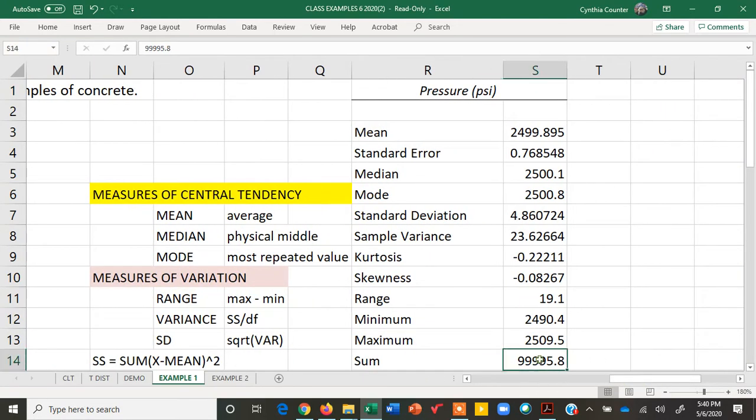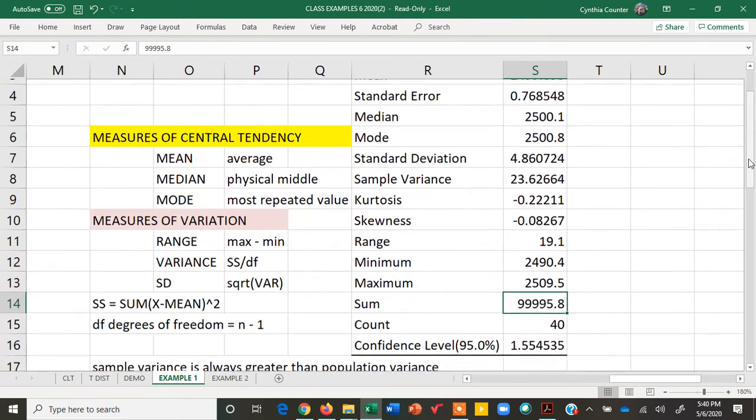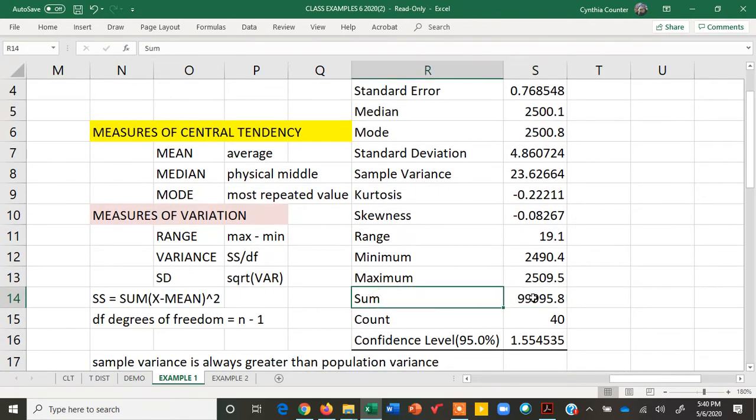Then there's the sum of the data. I personally have not yet used this output, but apparently it's important for some things. So here's the sum of the data. The count, this is the number of data values that you have. So it's your sample size. This is like your small n, your sample size. So there's the count. And then here's this confidence level output, which I will explain later on.